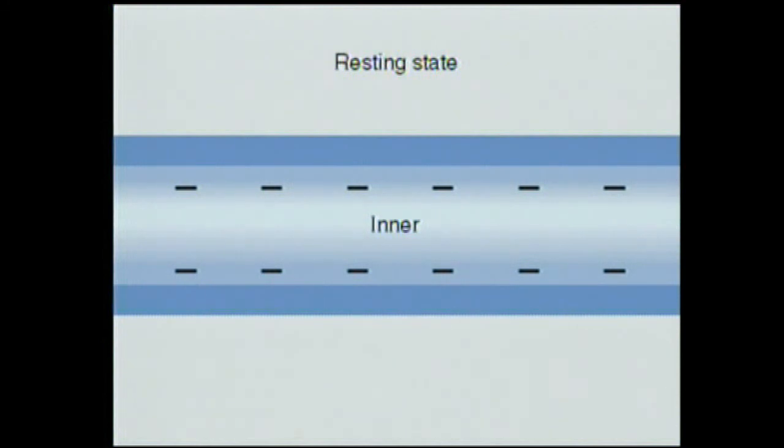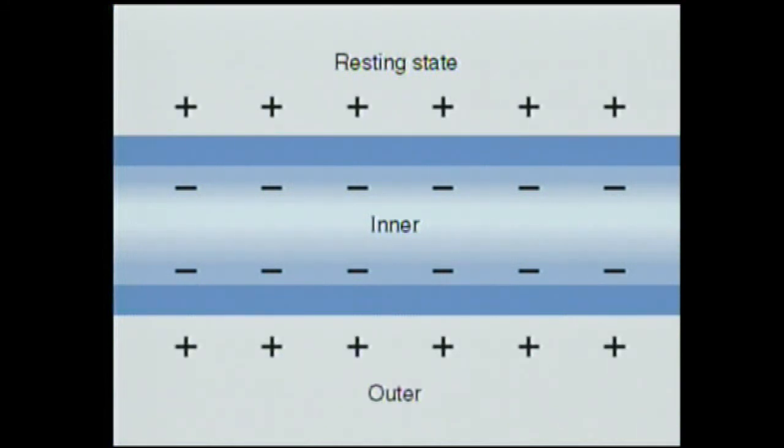In the resting state, the inner surface of the nerve cell membrane has a negative charge compared to the outer surface. The outer surface has a positive charge. This difference in electrical charge across the membrane is called the resting potential.